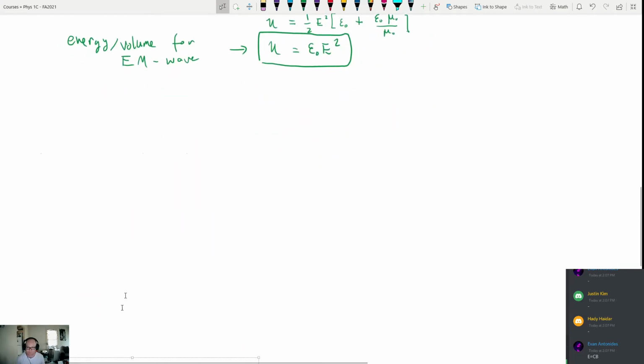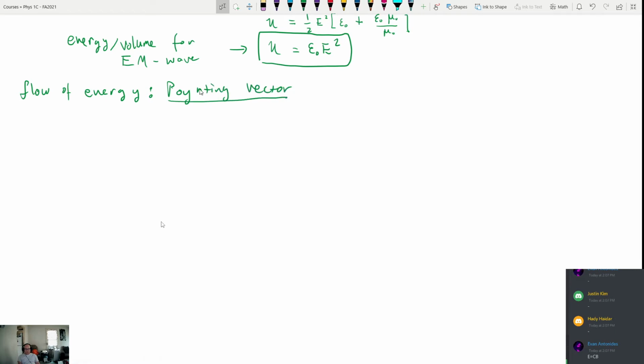So now what we're going to do is we're going to derive the Poynting vector from this. We want to derive this thing called the Poynting vector, right? The Poynting vector is basically a way of describing the rate of energy flow for an electromagnetic wave, okay?